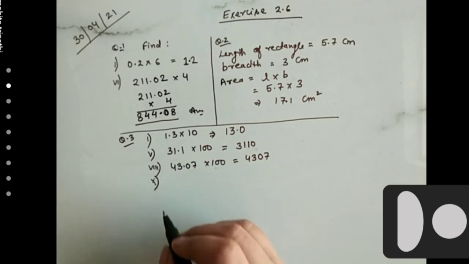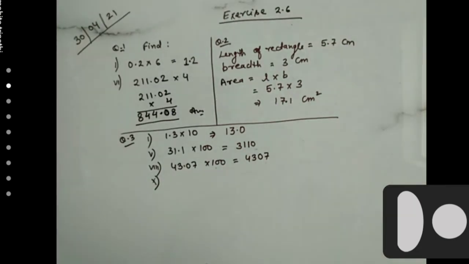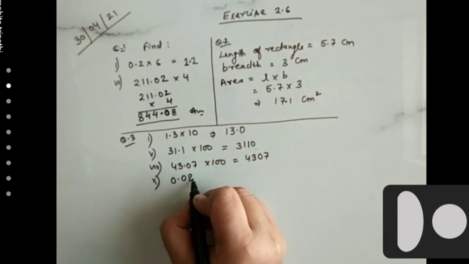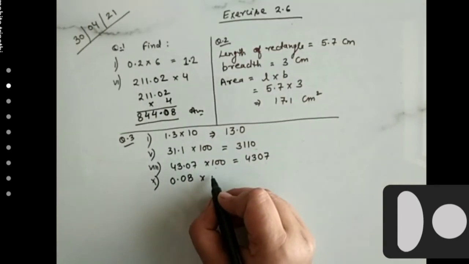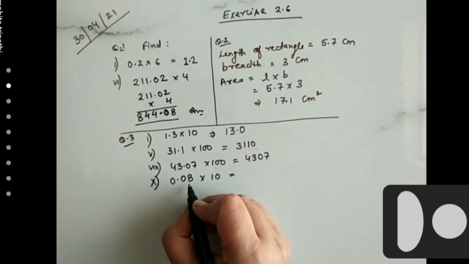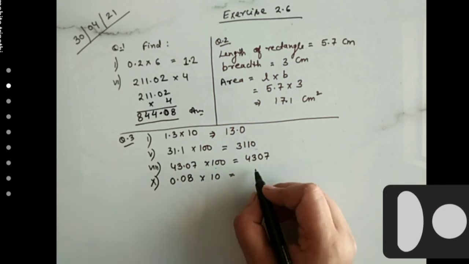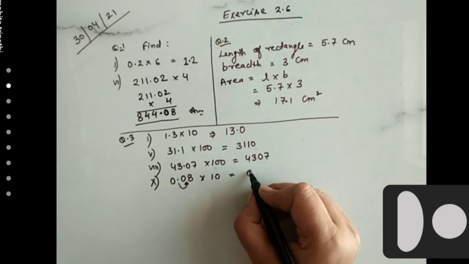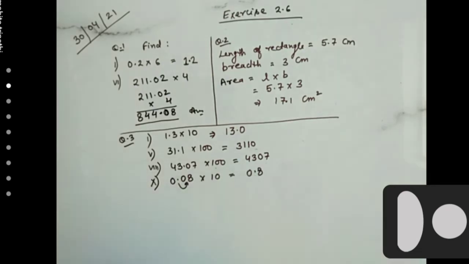When you have to multiply by 10, 100, 1000, 10000, whatever it is, what you need to do is simply shift the decimal. Same, just see the tenth part here. 0.08 multiplied by 10. So the decimal will shift one place. So the answer will be 0.8.